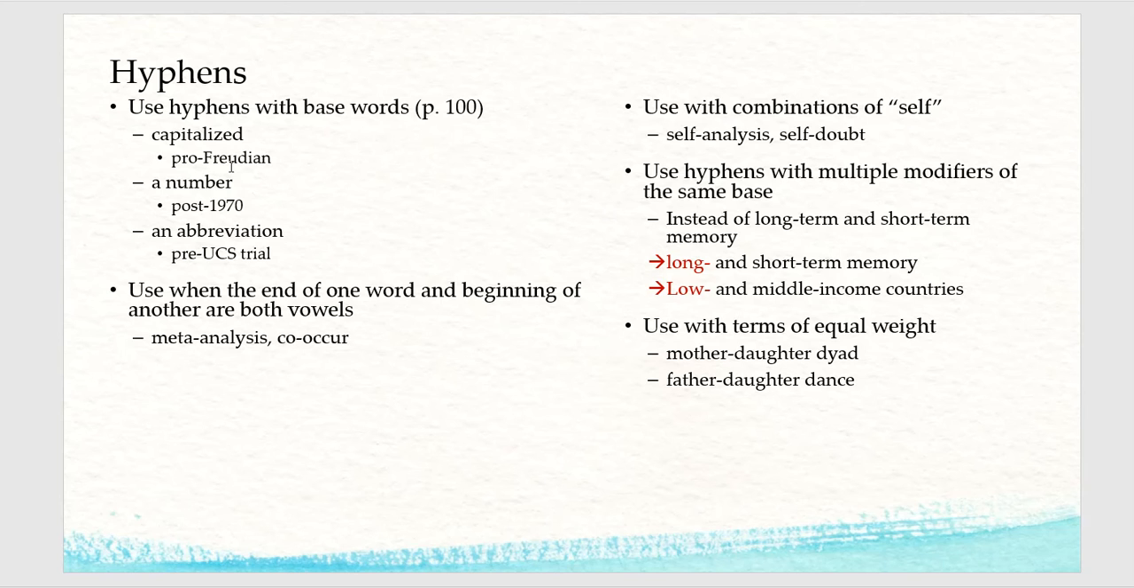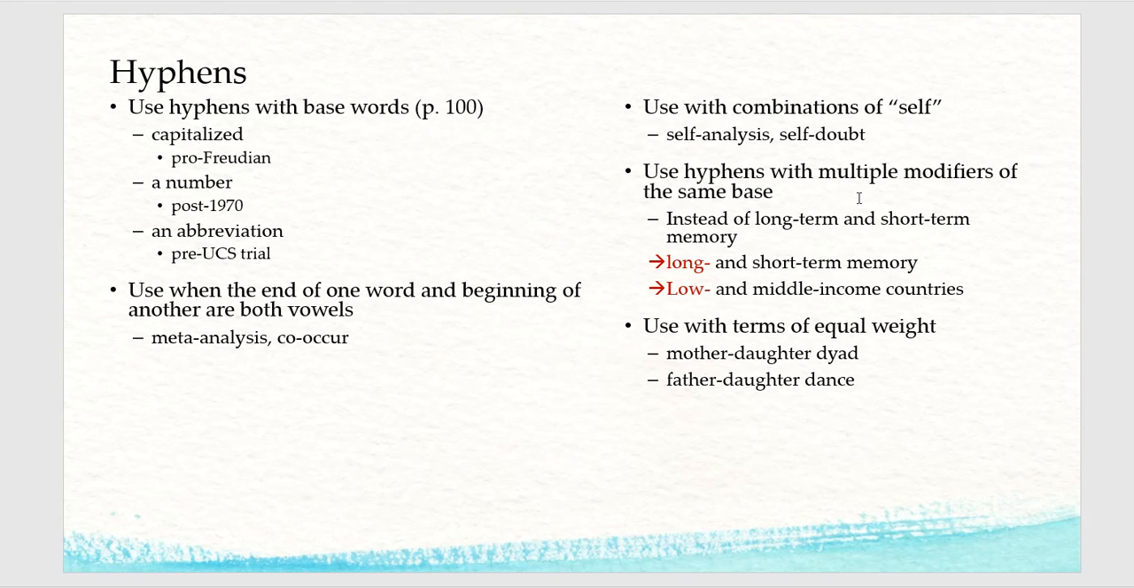Okay, we use hyphens with base words. So here's one, pro-Freudian, here's a number, post-1970, and then here is an abbreviation. The other place we use hyphens is when both of the words that we're joining together have a vowel. So it makes it easier to read if we put the hyphen in there. Although you may want to look a few of these words up in the dictionary, the trend is changing to take the hyphen out. Any combination with self is going to have a hyphen.